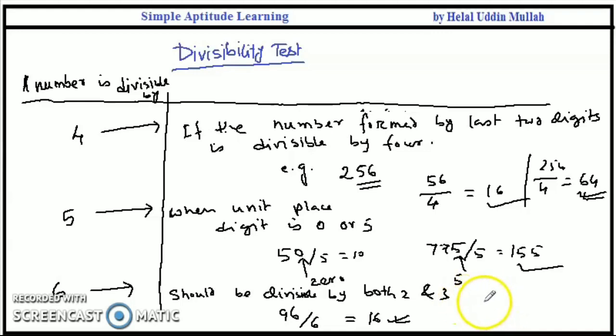For a given big number, you can calculate this type of result, like 666. The sum of digits is equal to 18, so it is divisible by 3, and since the unit digit is 6, it is an even number, so it is divisible by 2 also. Since it is divisible by both 2 and 3, this number will surely be divisible by 6 also.